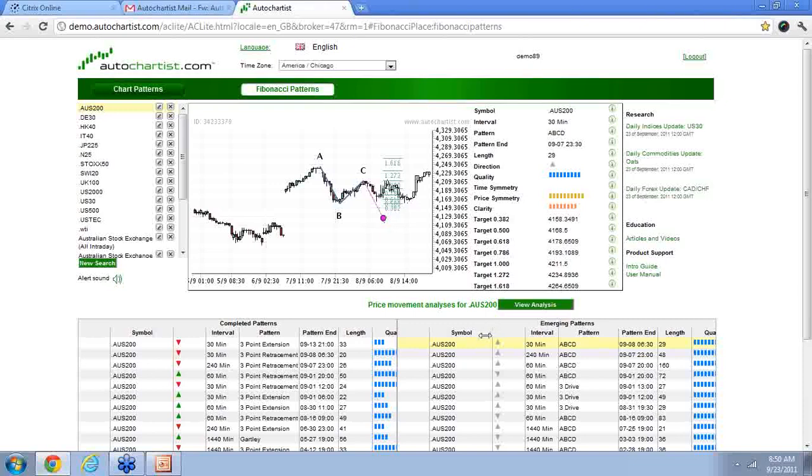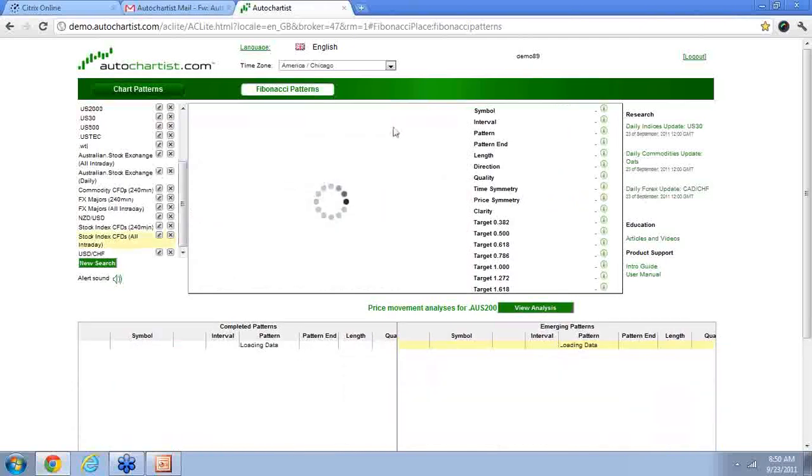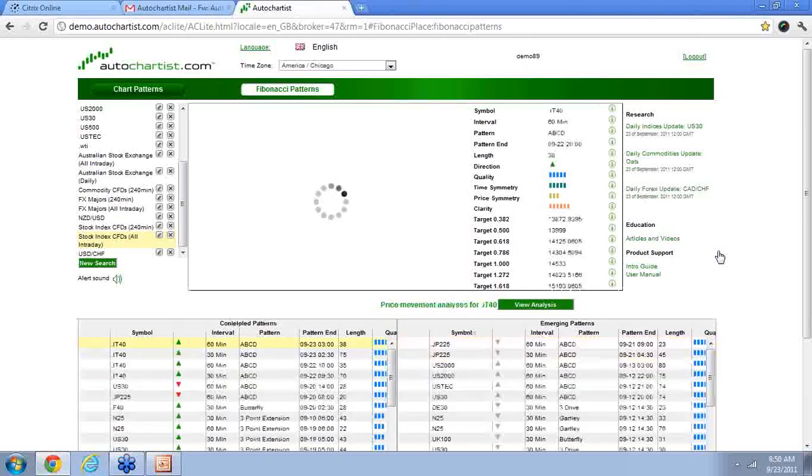So if you are interested in finding counter trend moves and you like to look at targets, then you definitely want to set your searches up to search in this Fibonacci pattern section. You want to find chart patterns that are giving you counter trend moves and price targets. So again, if that's the type of trader you want to be, then Fibonacci patterns are the patterns that you want to follow. All right, while this is searching here, hopefully we'll have a good pattern to look at.